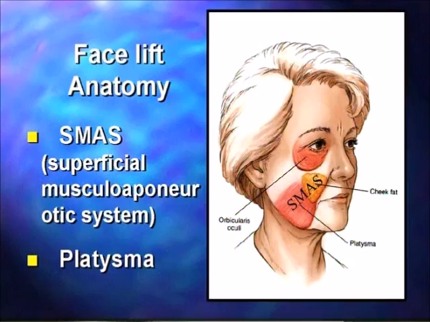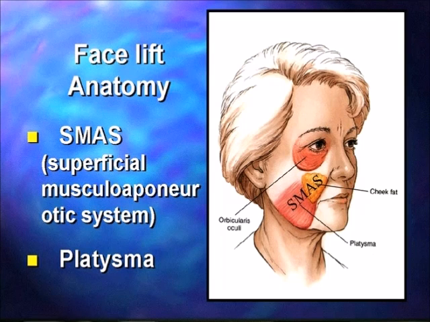In terms of facelift anatomy, probably the 2 most important things to remember are the structures that I have outlined on the left, the SMAS and the platysma. The SMAS is an acronym for the superficial musculoaponeurotic system. This is a fibrous continuation of the platysma in the face. The platysma, as we all know, is a very thin sheet-like muscle that starts in the lower face, and it can stretch all the way down into the neck onto the collarbone.